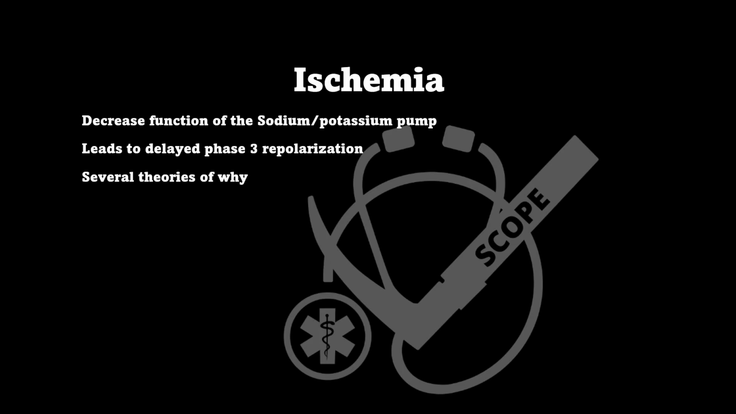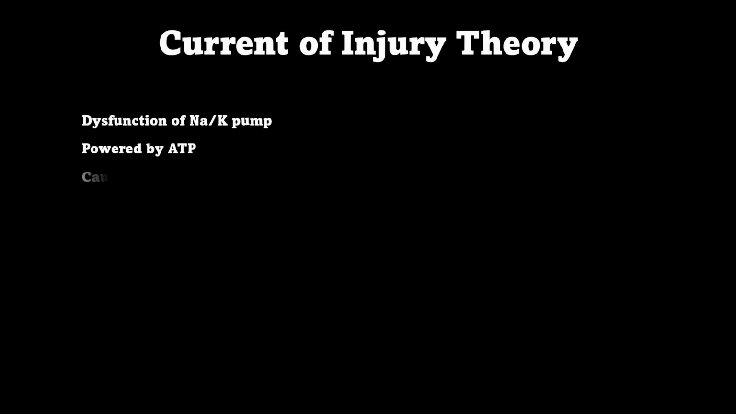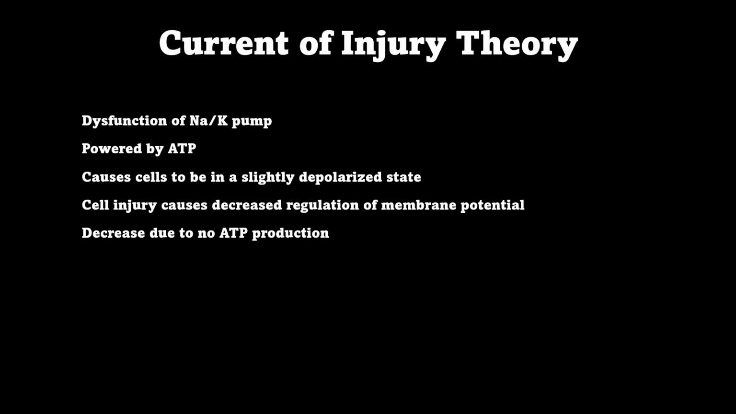When ischemia hits, there's a decrease in the function of the sodium-potassium pumps, which leads to delayed phase 3 repolarization. There are several theories why, but we'll just talk about one of the more popular ones. This is the current of injury theory. As mentioned before, this is the dysfunction of sodium-potassium pumps, which are powered by ATP. There's an increased amount of extracellular potassium, which causes the cells to be in a slightly depolarized state.